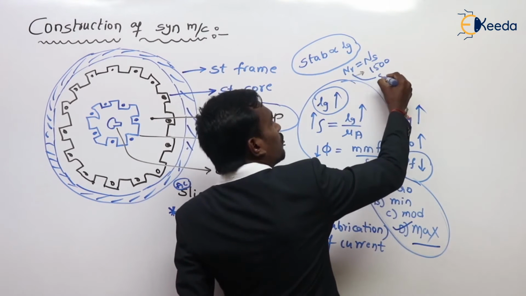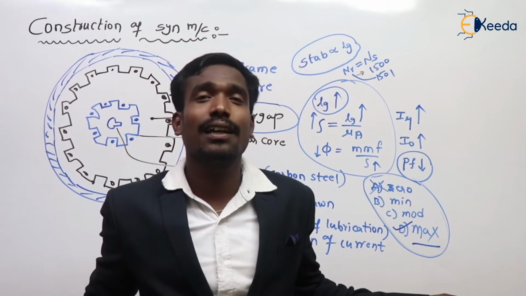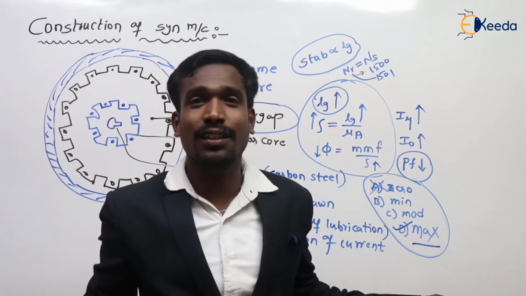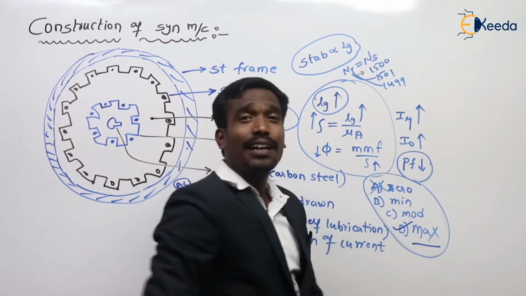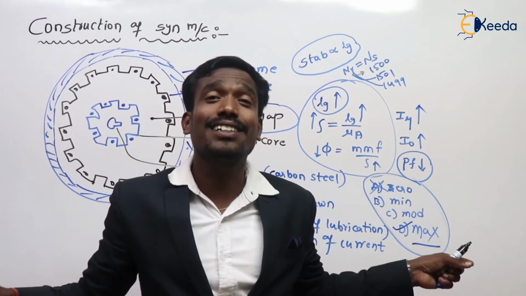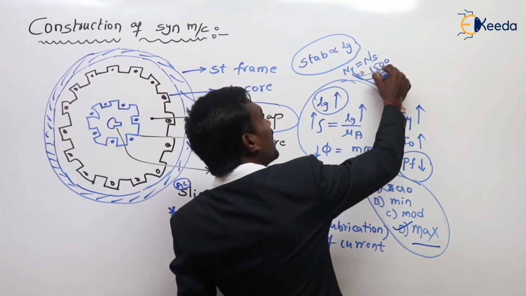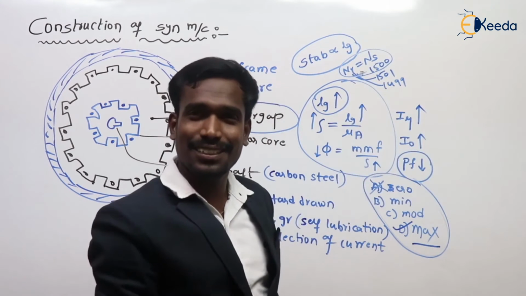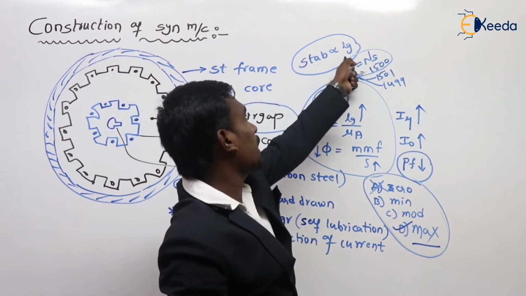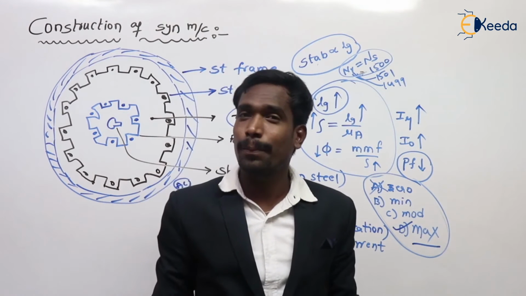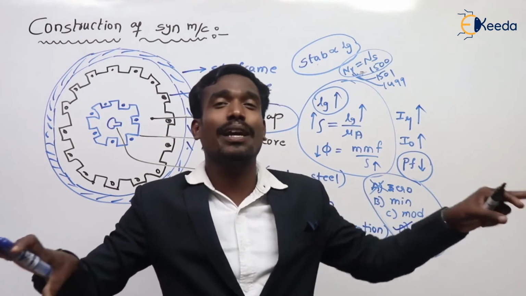For example, if the rotor speed is 1501, it is not a synchronous machine, it is an induction generator. If the rotor speed is 1499, it is not a synchronous machine, it is called an induction motor. Be careful. Stability is very important. Sir, how can we increase the stability? Stability is directly proportional to the air gap. If the air gap length is more, the machine is more stable.